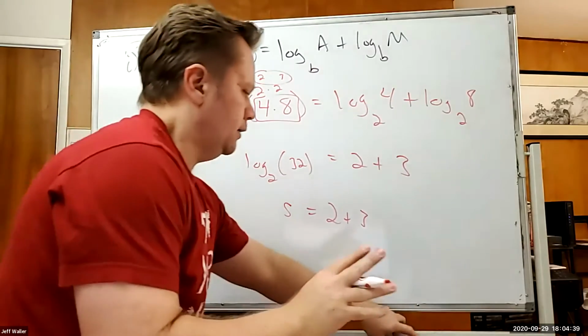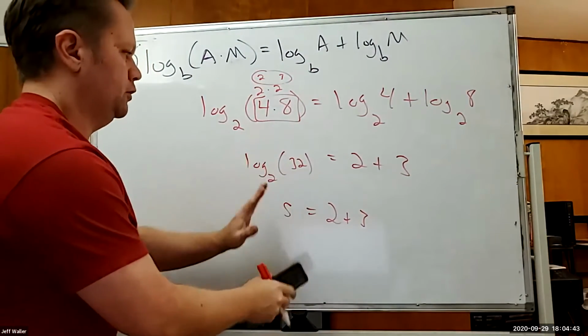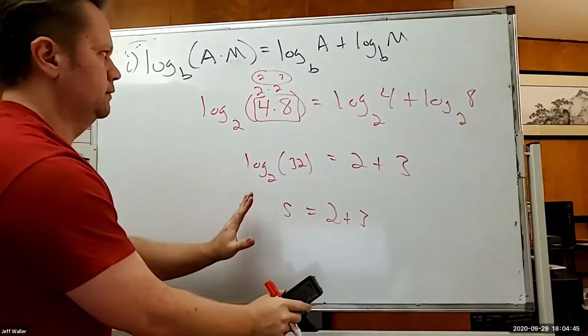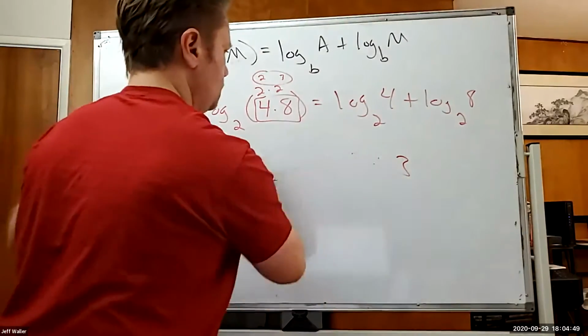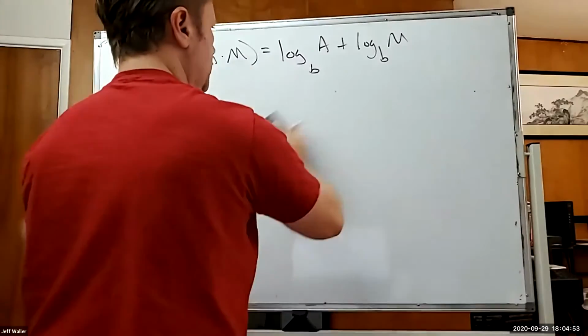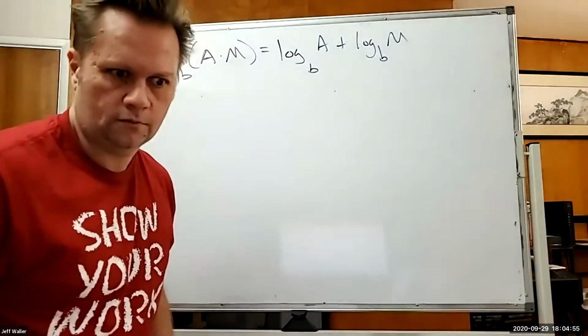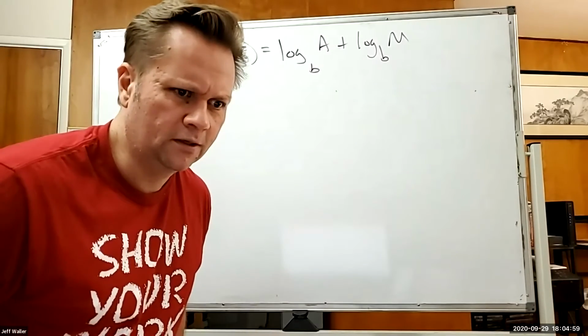So how is that property actually used most often? I will show you. So everybody got that? This is how the property is used most often.